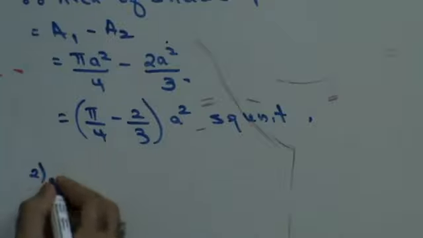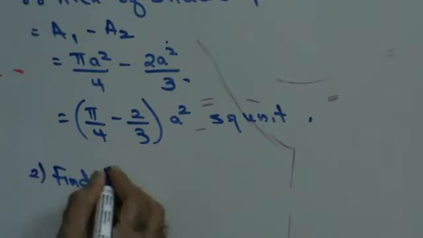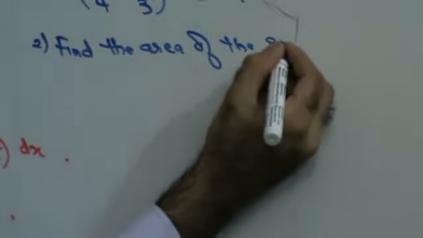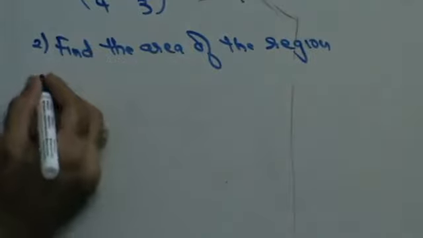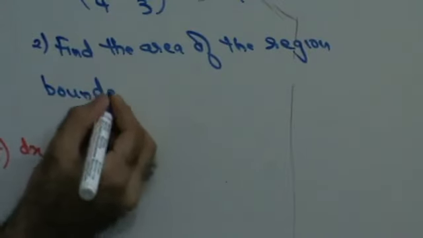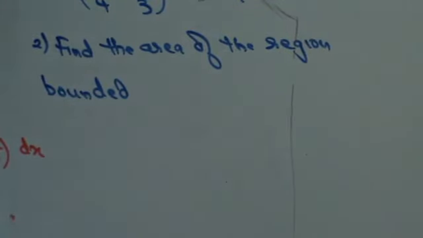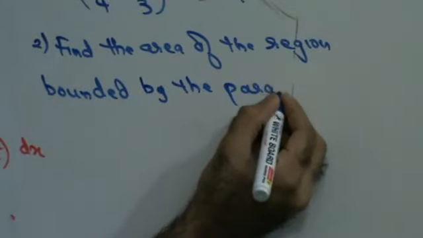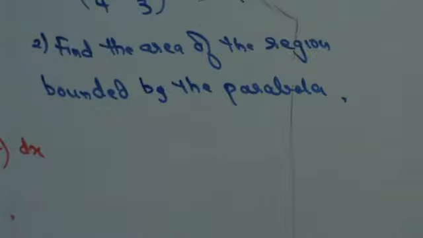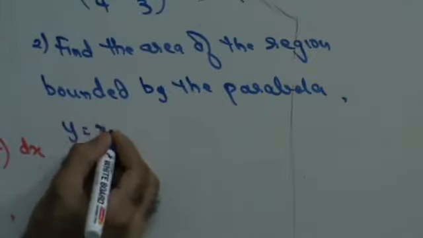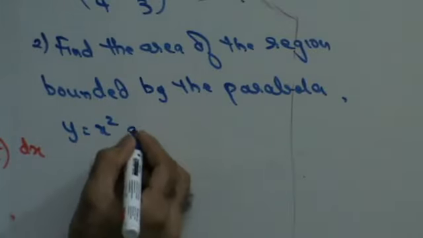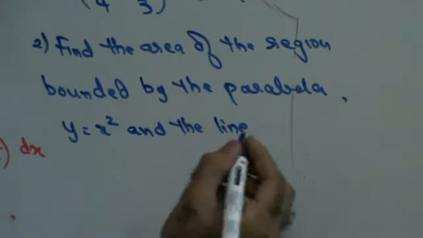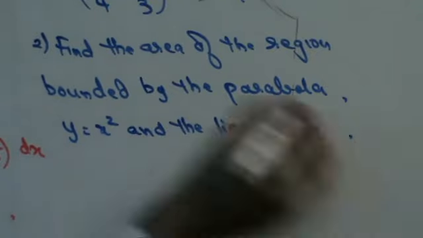Find the area of the region. Find the area of the region bounded by the parabola y is equal to x square and the line y is equal to 4x.